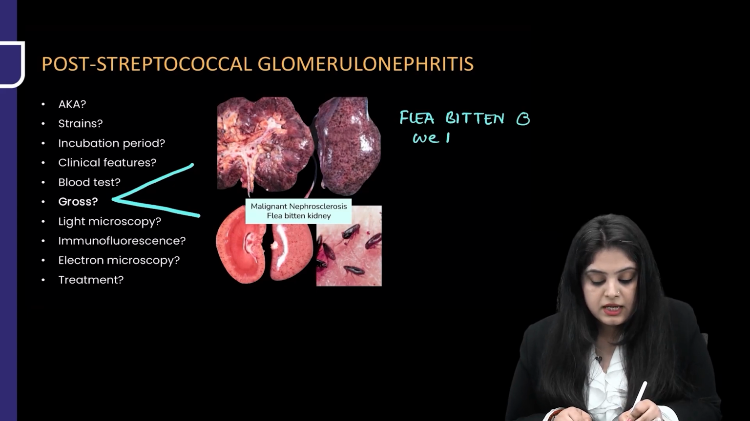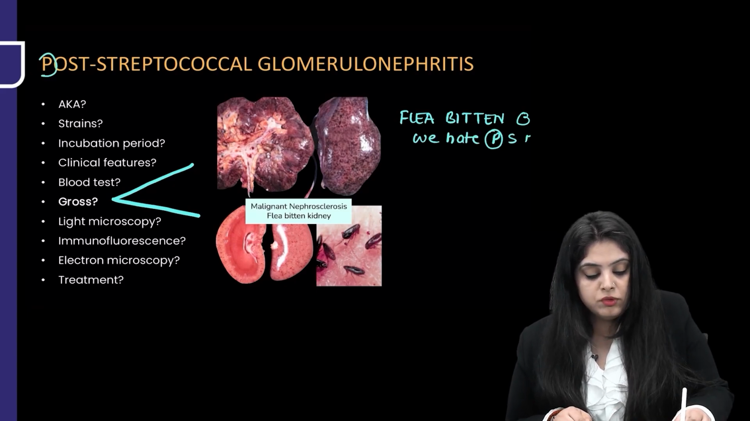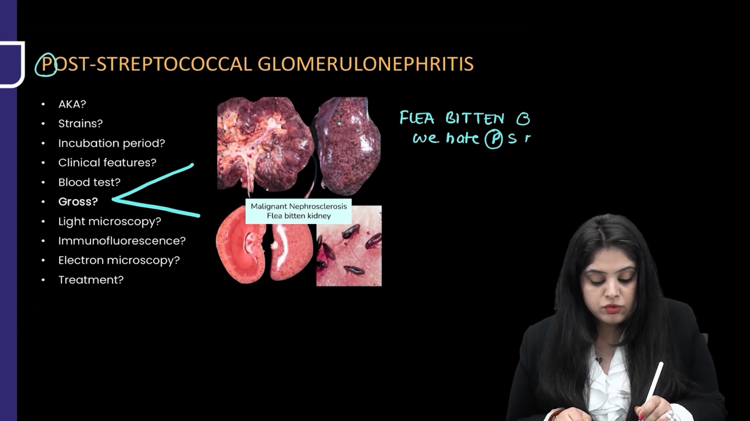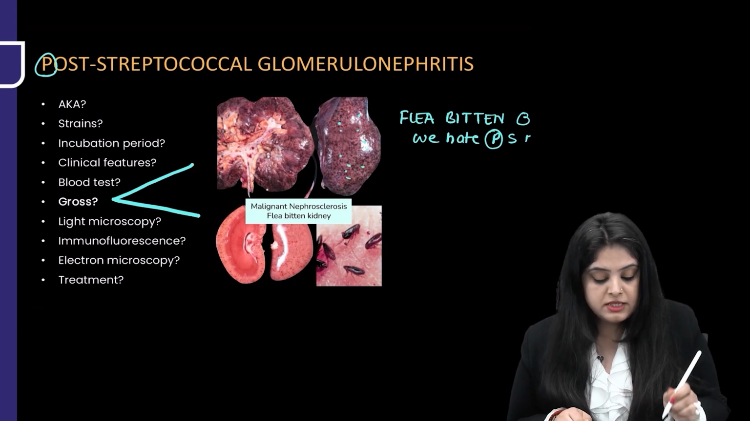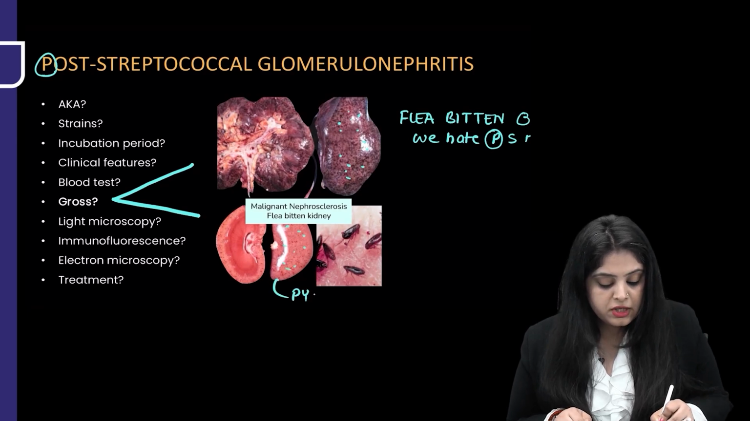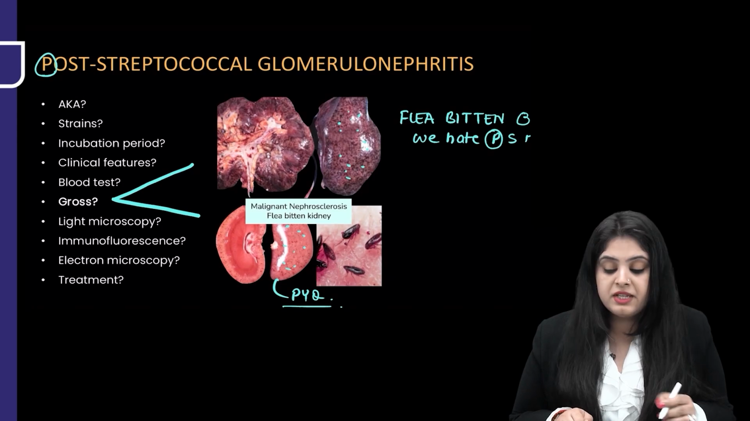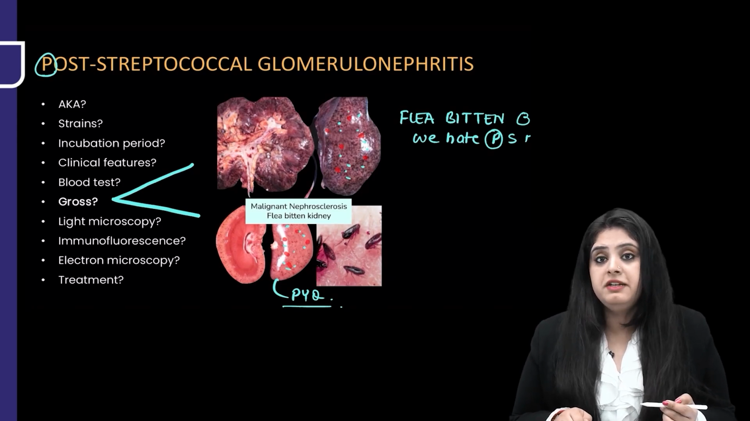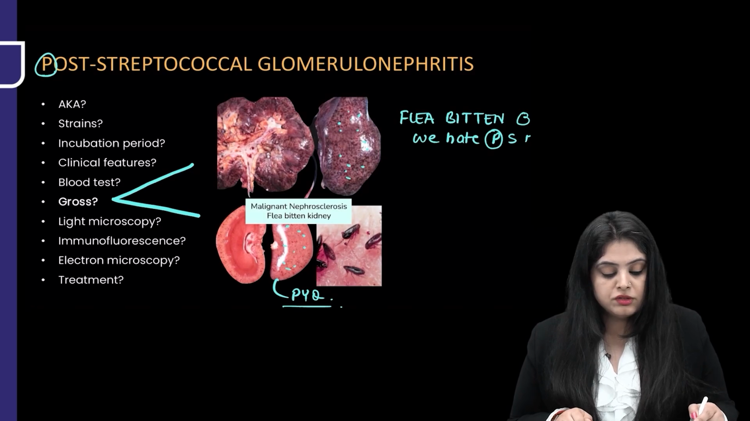Remember, in We Hate PSM, I told you that P was for post-streptococcal glomerulonephritis. You can see these two pictures. You can see the red color, flea-bitten. Let me tell you, this is the same picture that came in the previous NEET exam. So remember this, guys. The red color is what will make the flea-bitten appearance. So that is the gross finding.